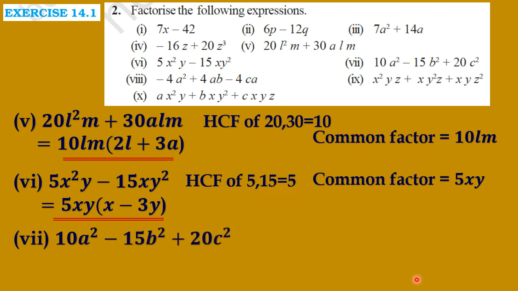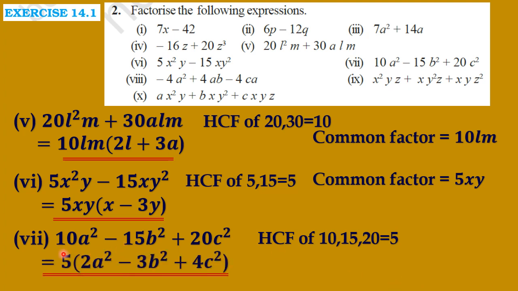Seventh one, 10a square minus 15b square plus 20c square. So HCF of 10, 15, 20 is 5. And for variables, nothing is common: a, b, c, only one term has each, so that is not common. So only 5 is the common factor. Take the 5 out. So 5 into 2, 10, so 2a square, minus 5 into 3, 15, so 3b square, plus 5 into 4, 20, so 4c square. Hope you understood.